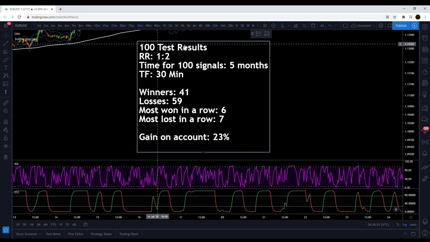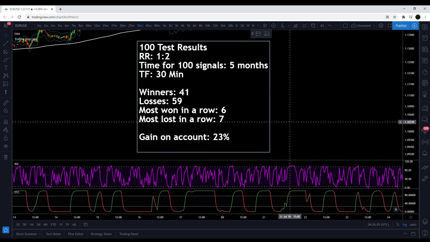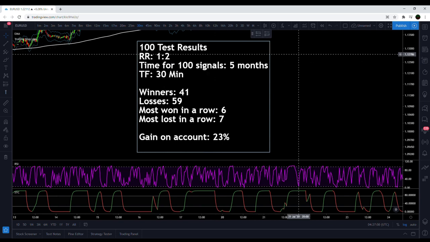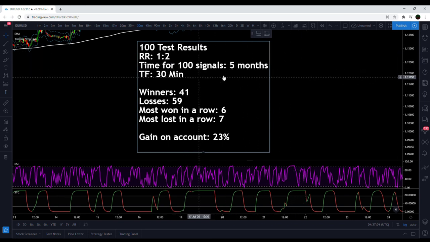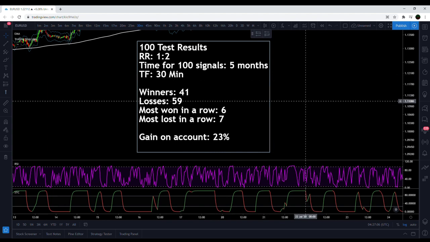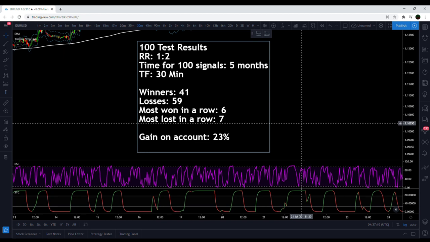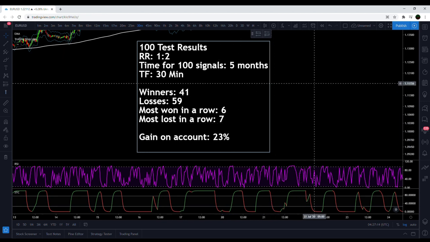But anyway, to get into the actual results, you've probably already read them by now or skipped to the end of the video, but we had a 1-to-2 risk reward ratio over the 100 tests. Took 5 months of price data for the 100 signals on the 30-minute time frame. There are 41 winners, 59 losses. The most won in a row was 6, and the most lost in a row was 7. Gain on the account, 23%, probably under 20 after fees or spreads.